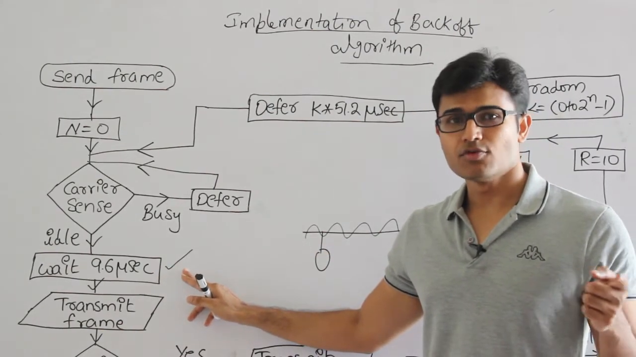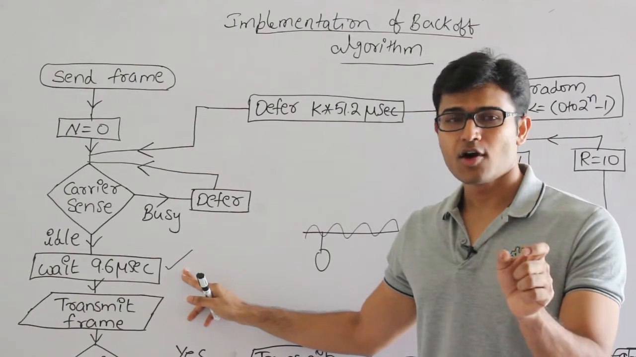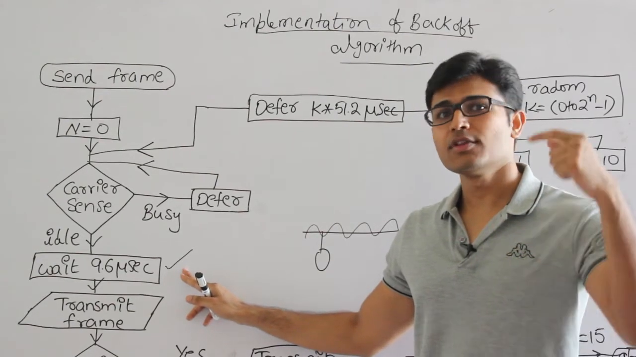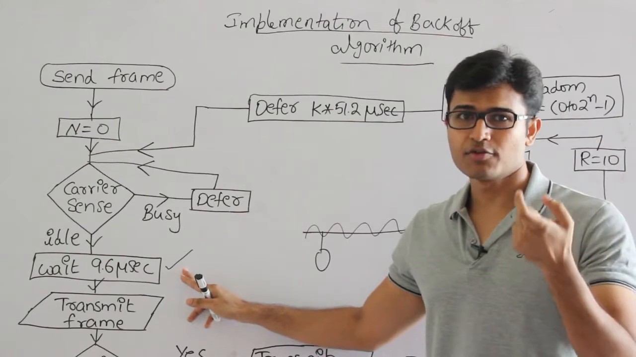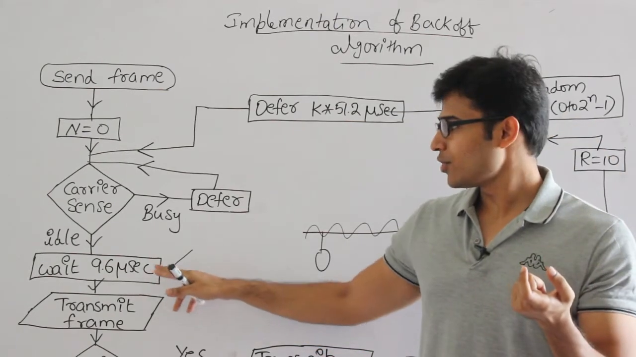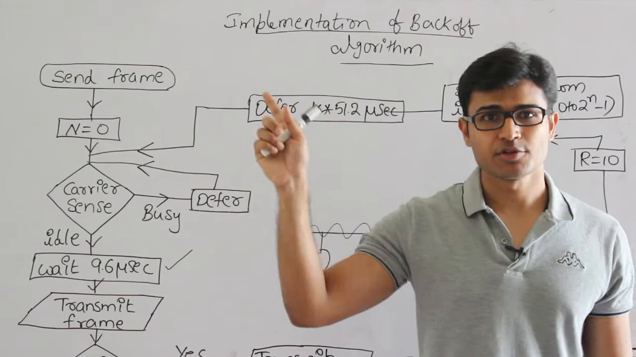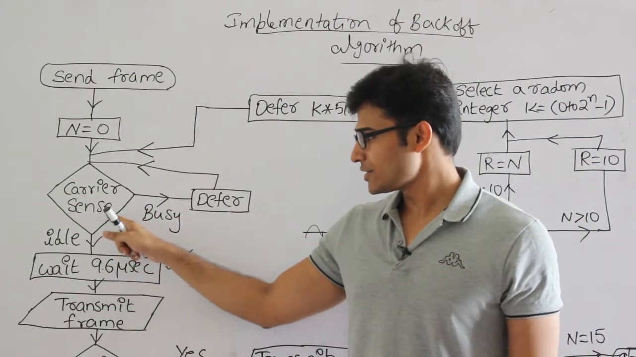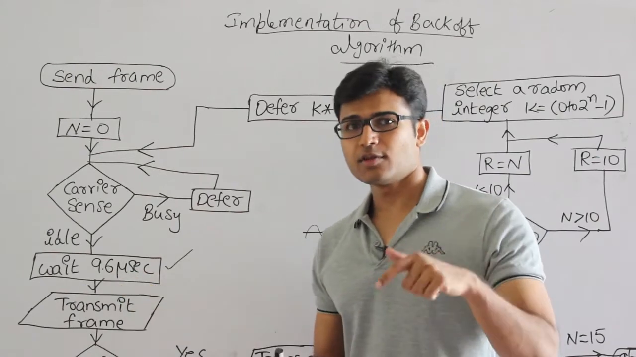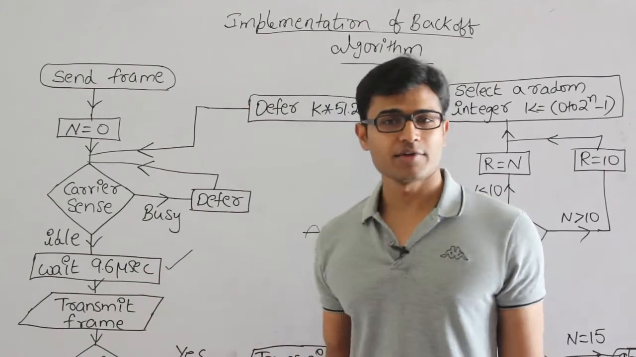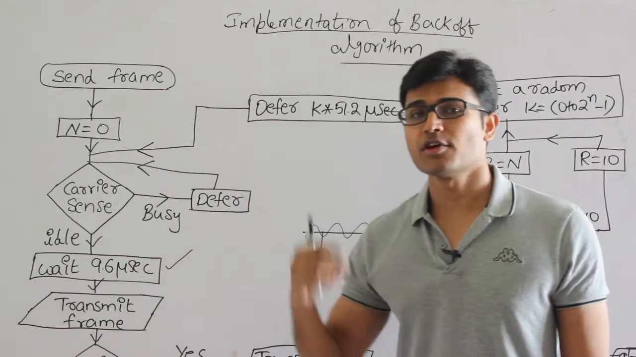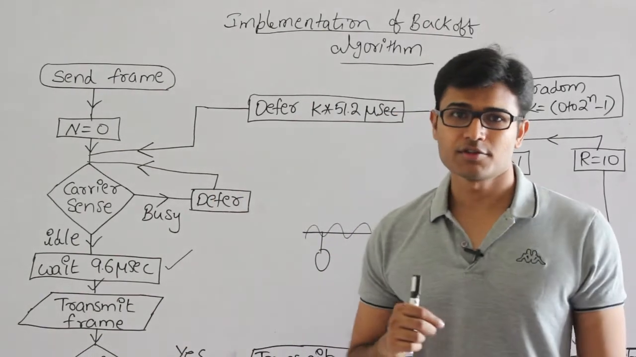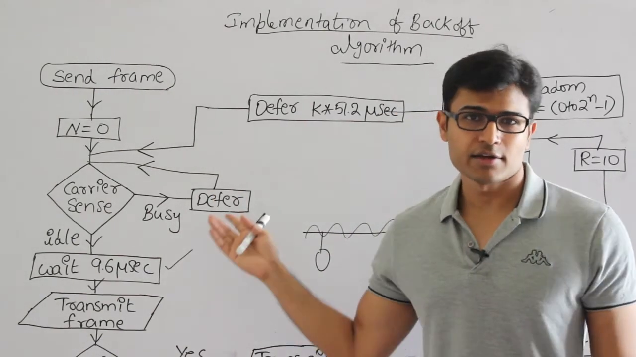In case you want to give some delay after every frame, even though the LAN is idle, you are supposed to wait for 9.6 microseconds, and only then send your frame, right? And in this meantime, after sensing it and this 9.6 microseconds, if there is a signal, obviously there will be a collision, which means someone else also wants to send the data, you also want to send the data, and then again this algorithm will play.